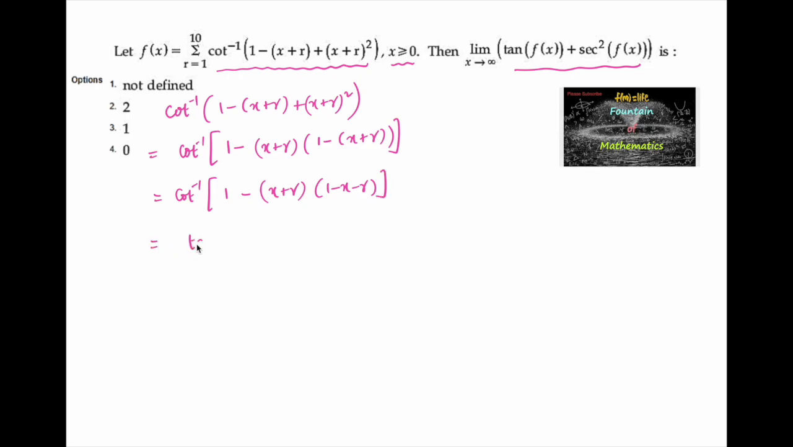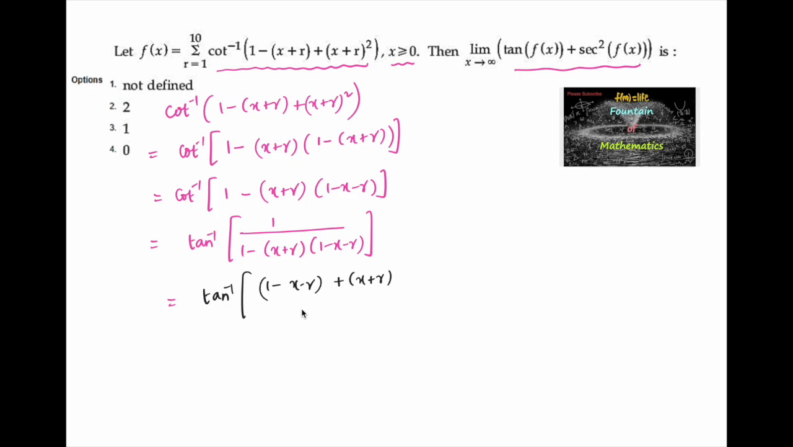So this can also be written as tan inverse of 1 upon (1 minus (x plus r)) into (1 minus x minus r), which is equal to tan inverse, where the numerator 1 we can write as (1 minus x minus r) plus (x plus r), which will give 1, and the denominator is 1 minus (1 minus x minus r) into (x plus r).